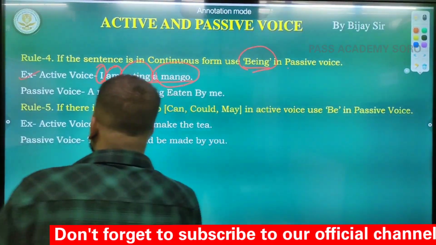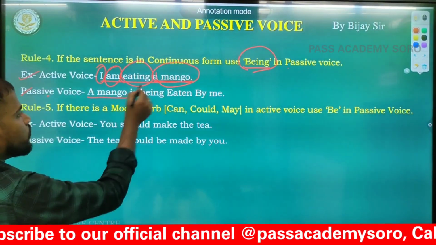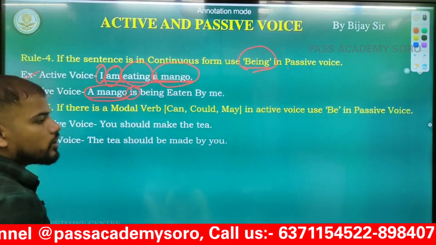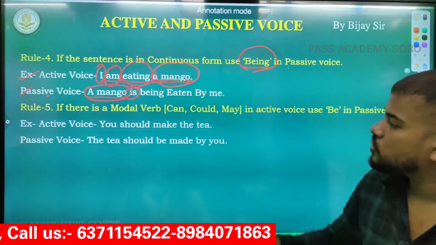So look at the passive voice, dear students. Here a mango is the object, we make it the subject. A mango is. Why did we use is? Because it is in present continuous form.